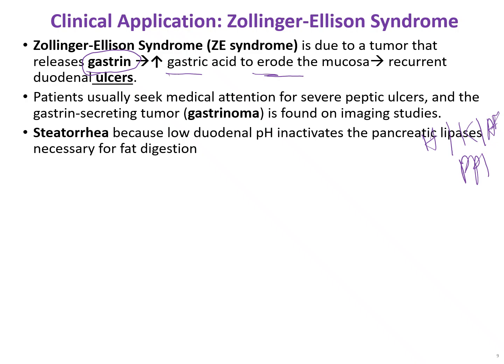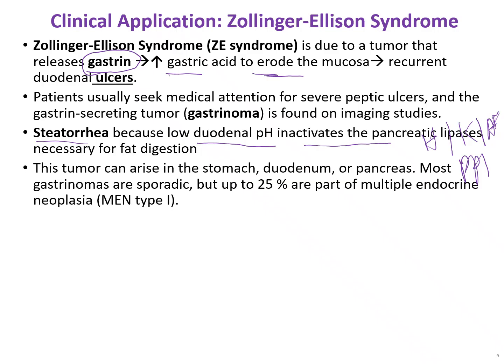And also, in addition to ulcer, steatorrhea symptoms are also present in Zollinger-Ellison syndrome because of the low duodenal pH that inactivates the function of pancreatic enzymes, especially lipases. So then the patient cannot digest the fat, which leads to steatorrhea. Especially, the tumors can arise in the stomach, duodenum, or pancreas. Most of the gastrinomas are sporadic, but 20 to 25% are part of multiple endocrine neoplasia, MEN type 1.